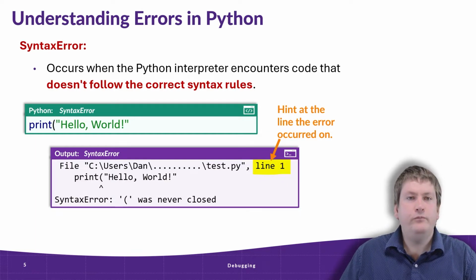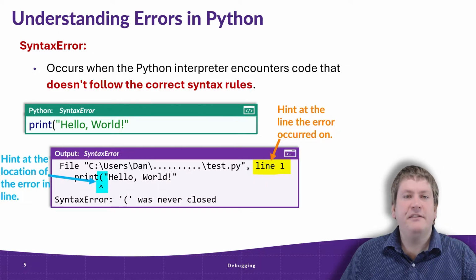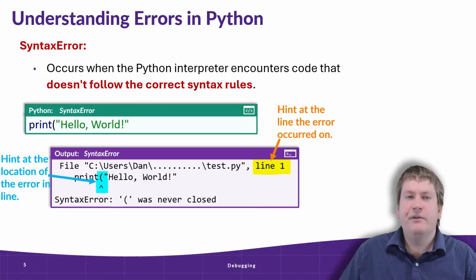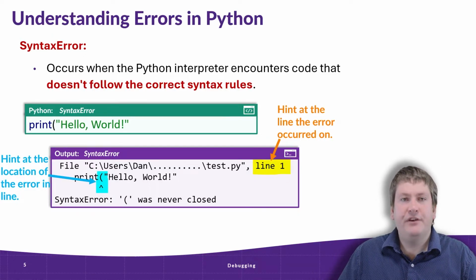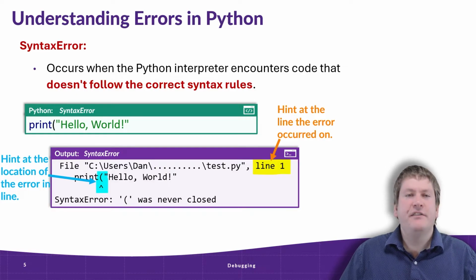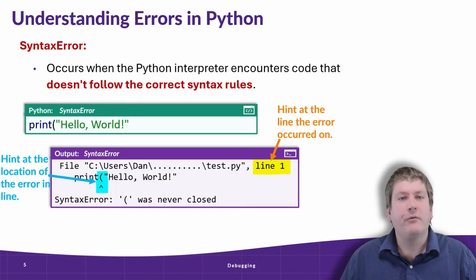The next thing Python does is it tries to give us a little hint about where on that line the error occurred. So in this case, it's pointing at the opening parentheses after print, and is trying to tell us there's something about this parentheses that isn't quite right.